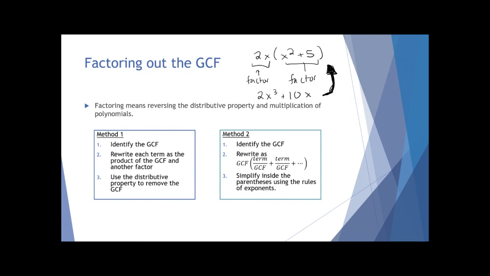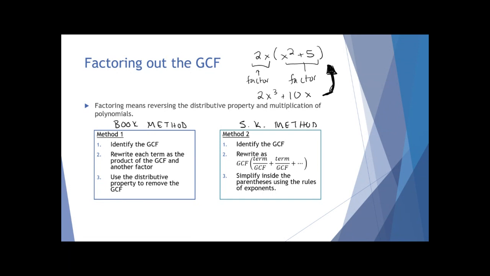So to factor things out, there are two different methods. Method 1, this is the book method. This is what the book tells you to do. And I actually don't use that method. So method 2, we're going to call the SK method. Both methods, first you have to figure out what the GCF is.